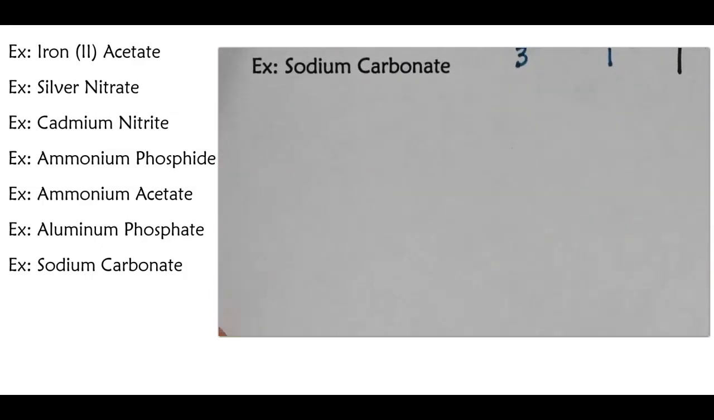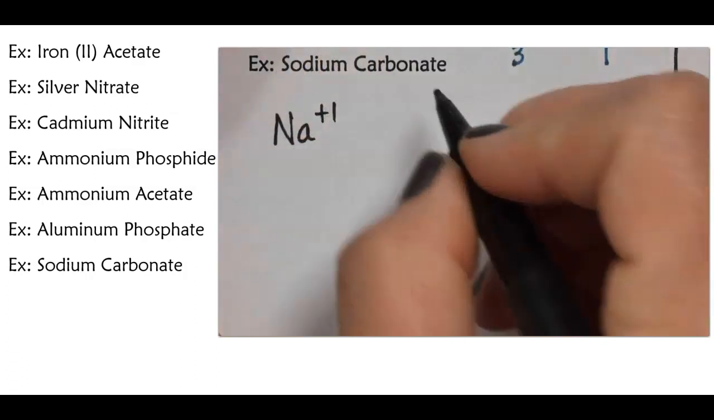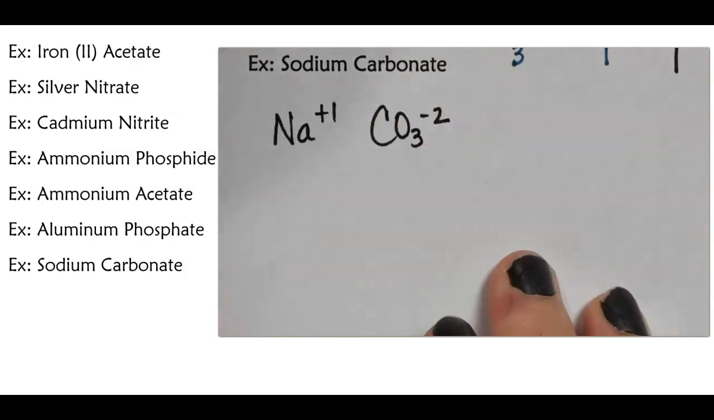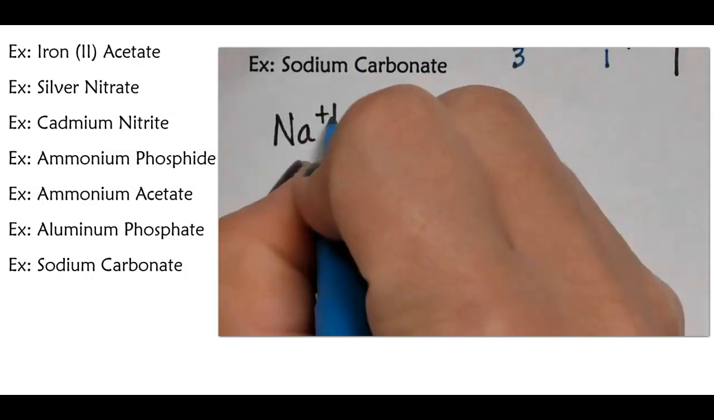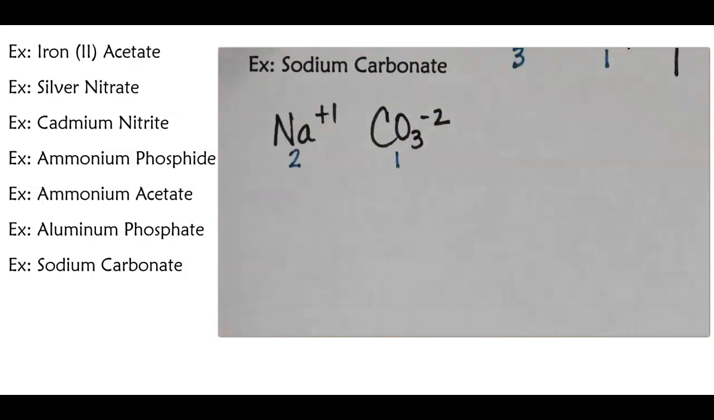Last one is sodium carbonate. Sodium is Na with a +1 charge. Carbonate is CO3 with a -2 charge. So to balance the charges, I'm going to need 2 positive 1s to 1 negative 2.